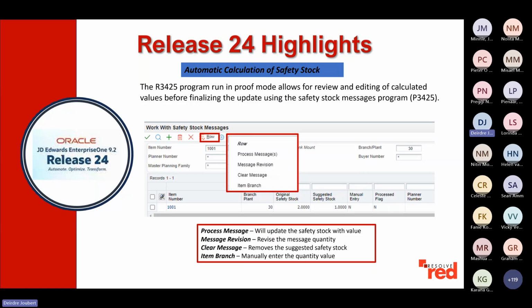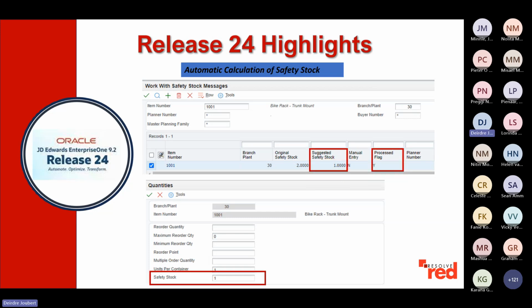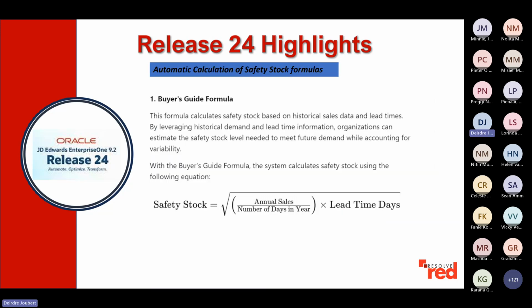If I want to accept the quantity, whatever the system suggested, I just simply click on process message. I can also go to message revision and change the quantity that I want. I can also ignore it by using clear message, or it could take me into P41026 to the branch plant tab there to update it manually. Quite nifty. Hopefully you can get more accurate stock holding using this functionality. All right, so you can go there, all updated.